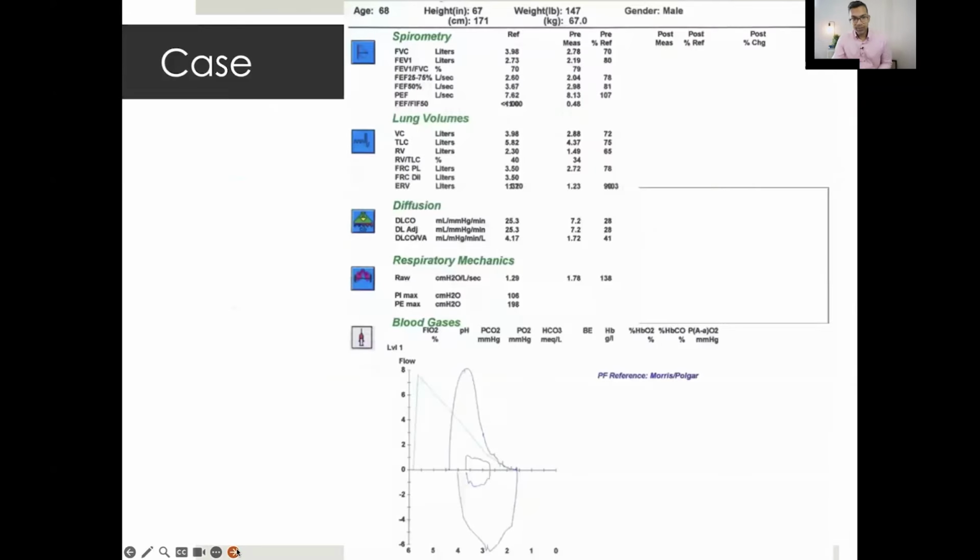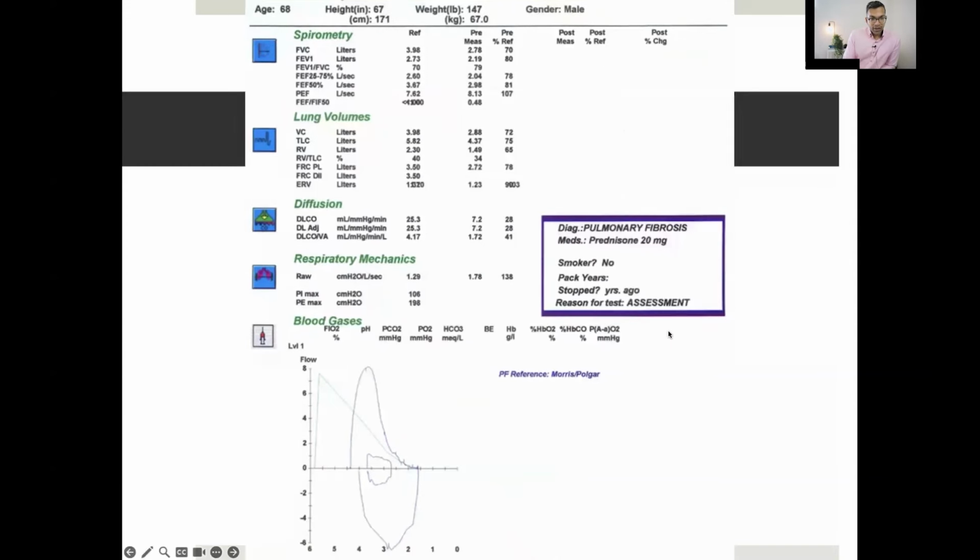Try this next one. Take 30 seconds, and I'll ask your thoughts. The FER is above 70, so not obstructive. The FVC is reduced below 80, so it's 70%, indicating a restrictive component. The DLCO is significantly reduced, and when adjusted for lung volume, mildly increased, but indicates an intraparenchymal restrictive lung disease. Yeah, good. And so this one was pulmonary fibrosis.